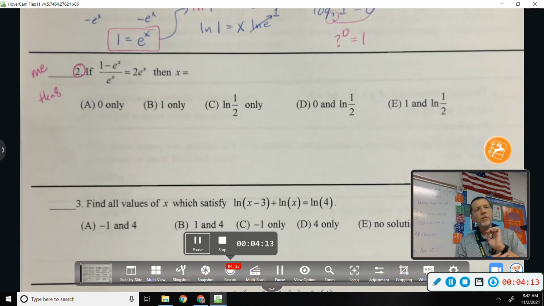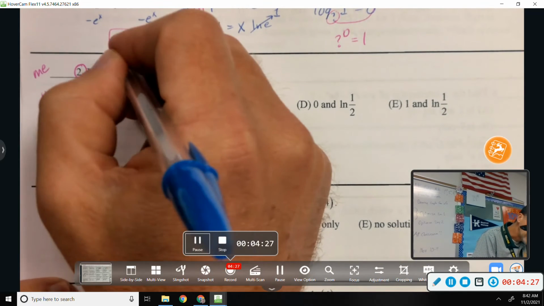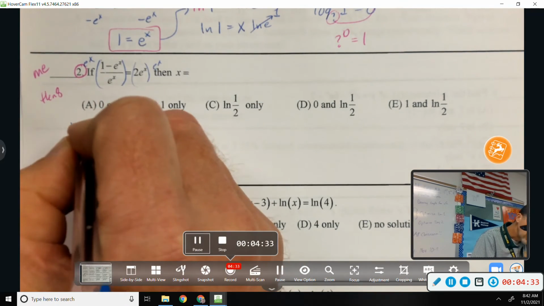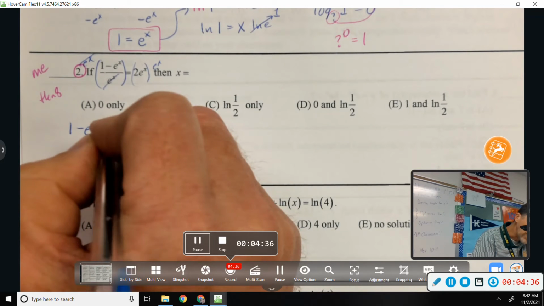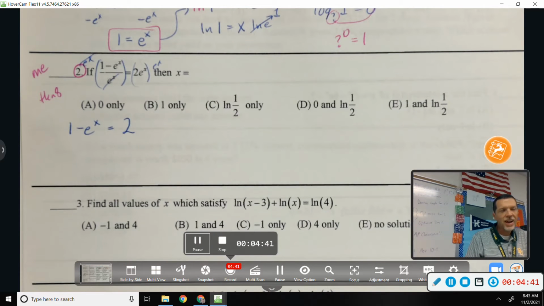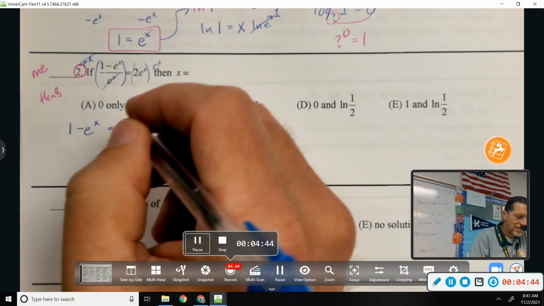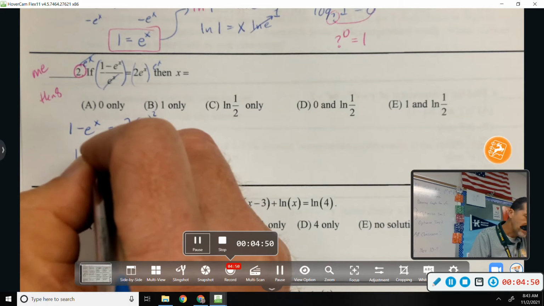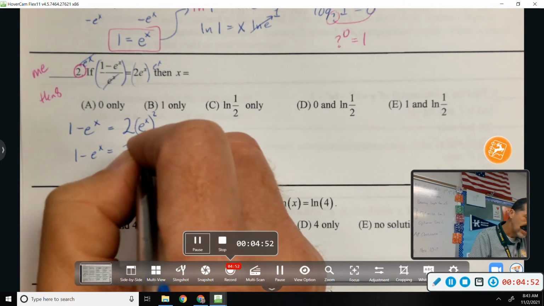All right, we're going to do number 2 together. You should know what to do first on number 2, because the left side is really similar to number 1. So let's multiply both sides by e to the x. On the left side, that's why we multiplied, it cancels. On the right side, e to the x times e to the x you can write as e to the x squared, but that's the same thing as e to the 2x.